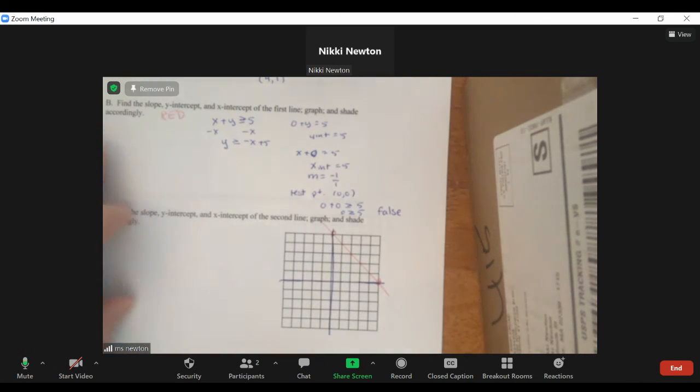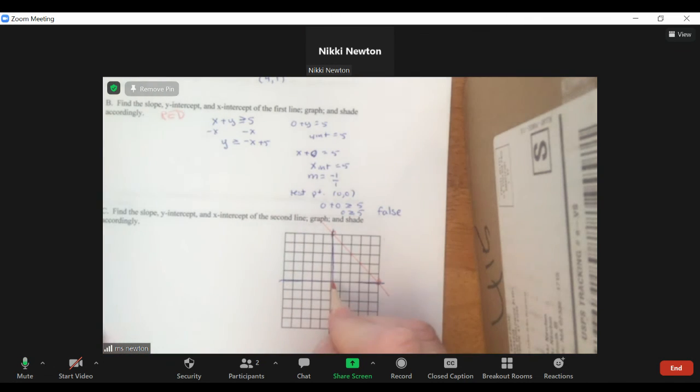So there's that. And now I have to decide which side to shade. Here was my test point. It was false, so I shade the other side. Now I'm going to pause the video and resume for the second line.